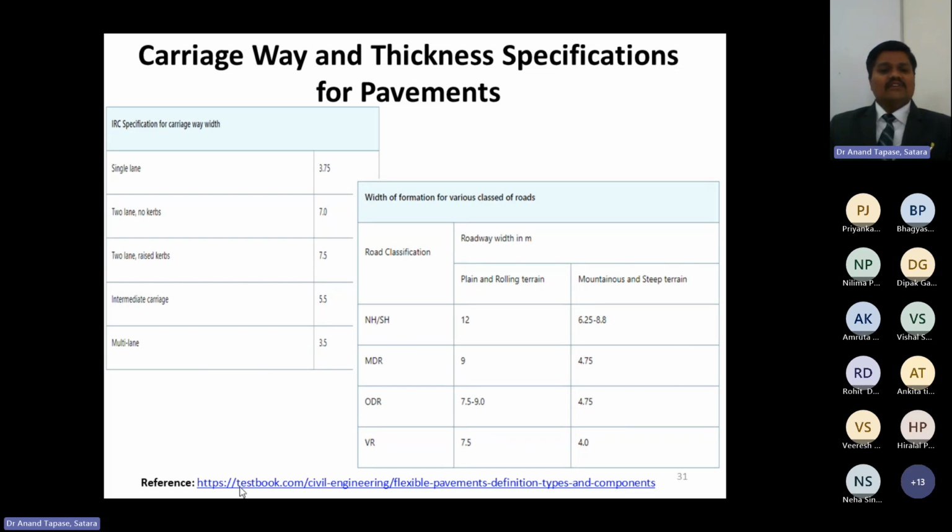I have taken this from textbook.com. If you search on Google, put the name design of flexible pavements or design of pavement, you'll come up with the first two selections. One is by Tom Mathew, a professor from IIT Bombay. He has already given his lecture notes. Very beautiful notes are there. The second website is related to the textbook. So I have taken the content from the textbooks that I referred to.